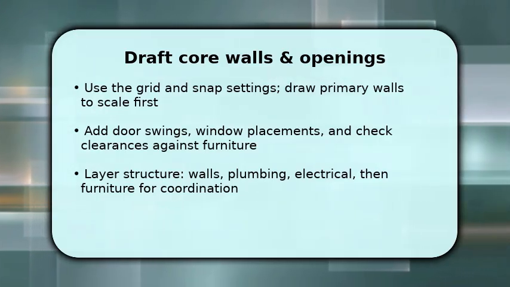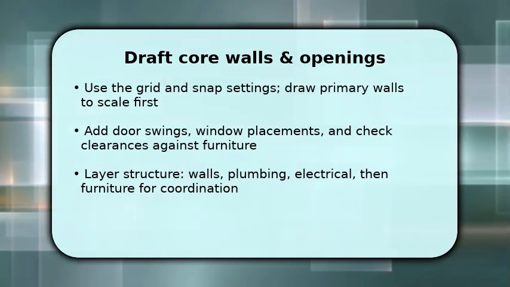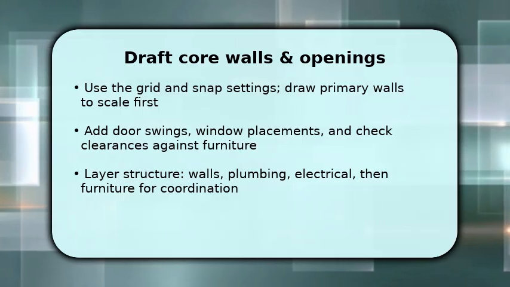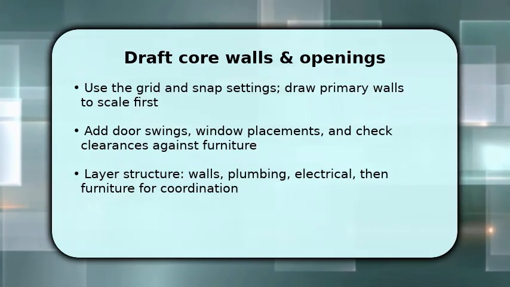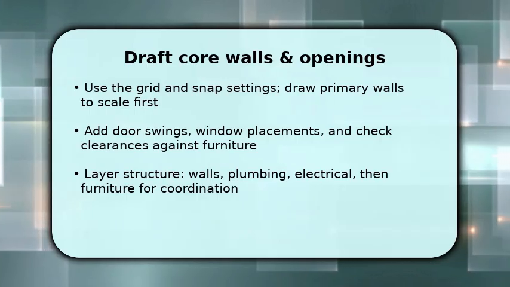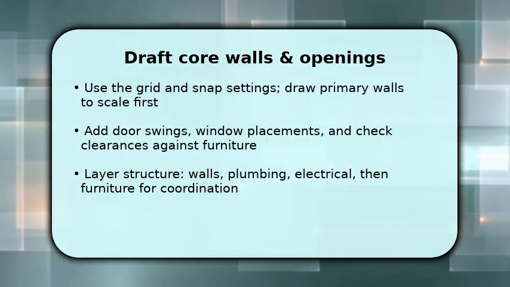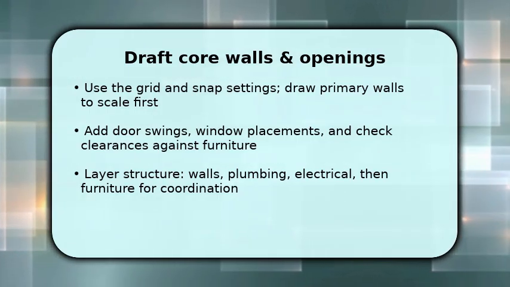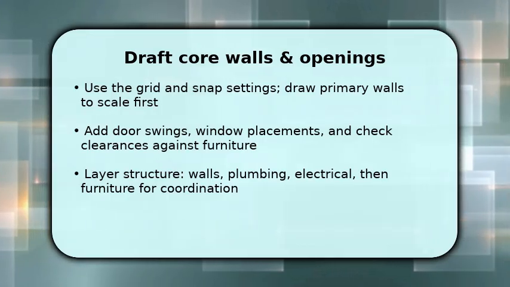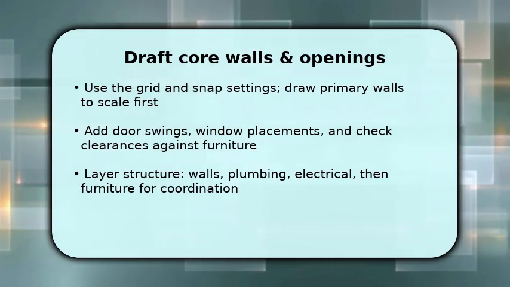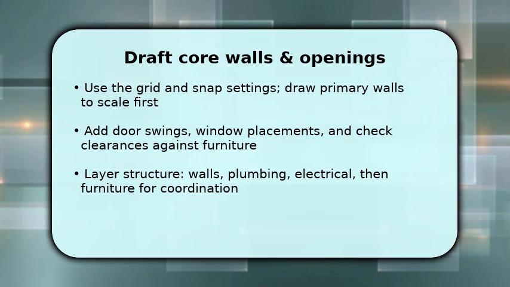After that, add plumbing risers and major electrical points so systems don't clash with cabinetry. Make sure to layer elements, walls, then services, then furniture, so you can toggle visibility and avoid hidden conflicts. As you progress, validate circulation paths and minimum clearances to keep the plan functional.